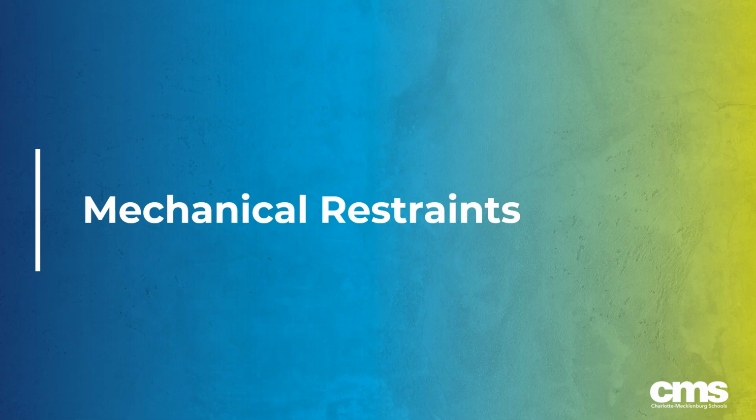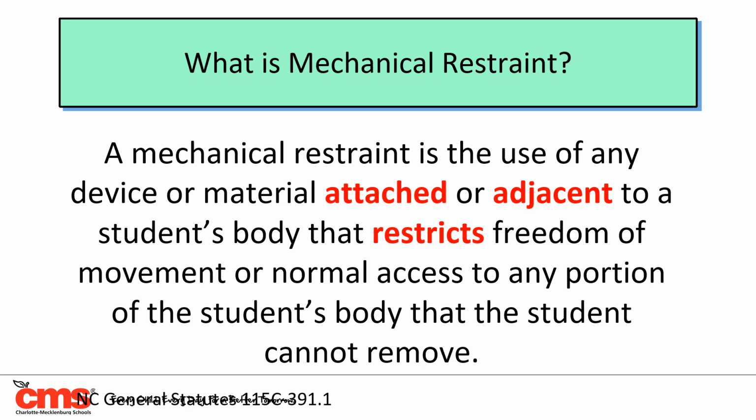We've seen an increase in inappropriate use of mechanical restraints in our classrooms. Students have been injured, staff have lost their jobs, and in one situation, a family member called in the police when a child was strapped into another student's chair. By understanding the proper use of mechanical restraints, we will prevent these situations from happening. A mechanical restraint is the use of any device or material attached or adjacent to a student's body that restricts freedom of movement or normal access to any portion of the student's body that the student cannot remove.